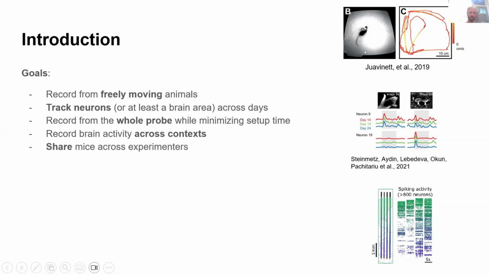Okay. And finally, there are some other advantages that you may not have thought of initially, but that you can record brain activity across contexts. That means you can put the same mouse and record from the same neuron, put it into the freely moving or head fixed, or in one rig or another. And you can also share mice across experimenters, which we do here in the lab.